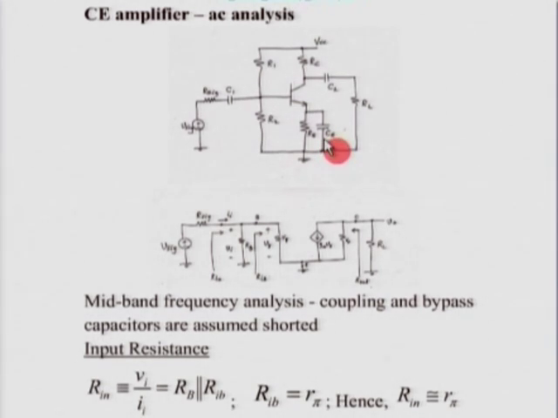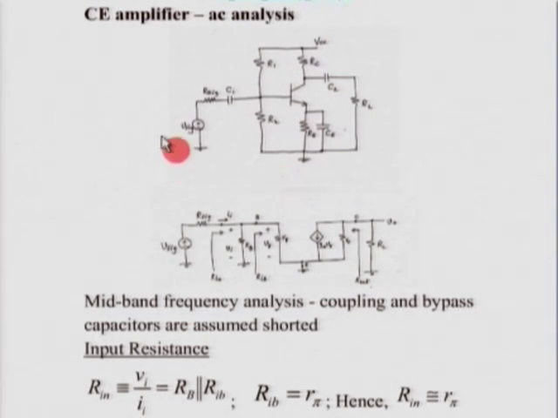Now, when we do the analysis, we would see that the value of CE would be much, much higher compared to C1 and C2. Typically, CE would be of the order of about 100 microfarad, or around 50 to 100 microfarad. Here again, the polarity is quite straightforward. Towards the emitter, you would have positive polarity for the electrolytic capacitor and the ground negative polarity.